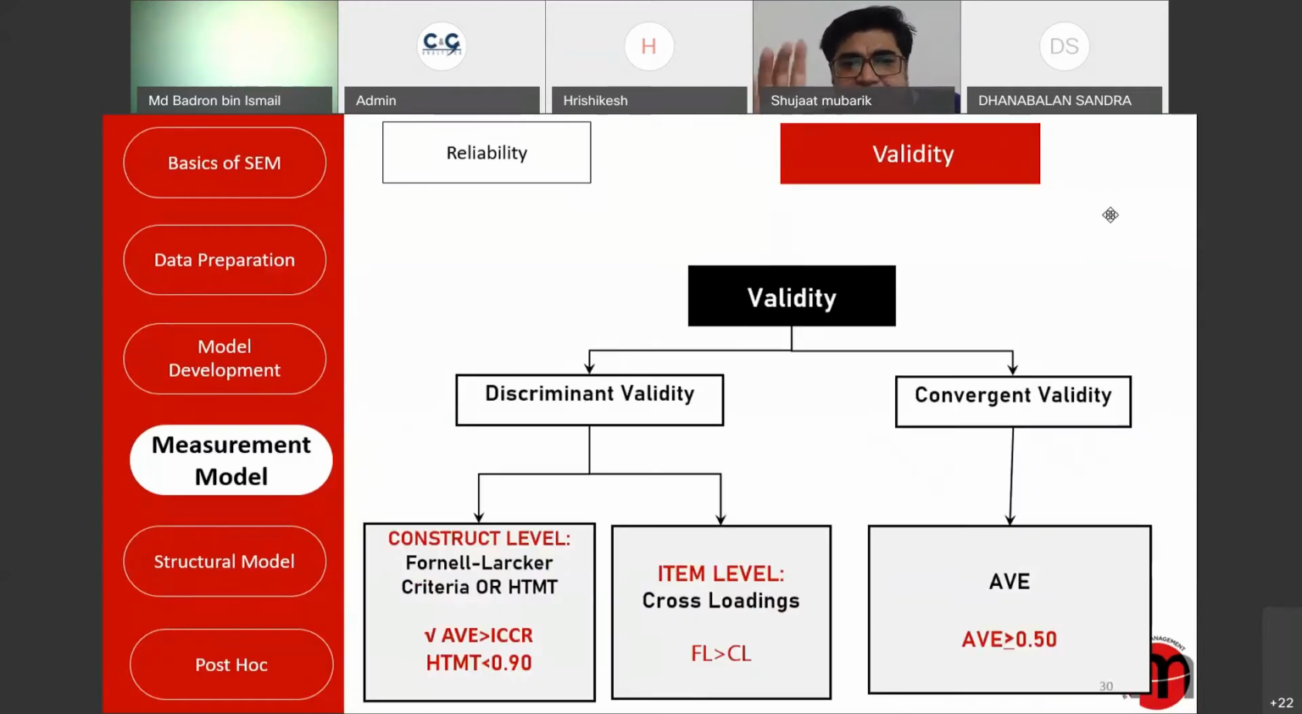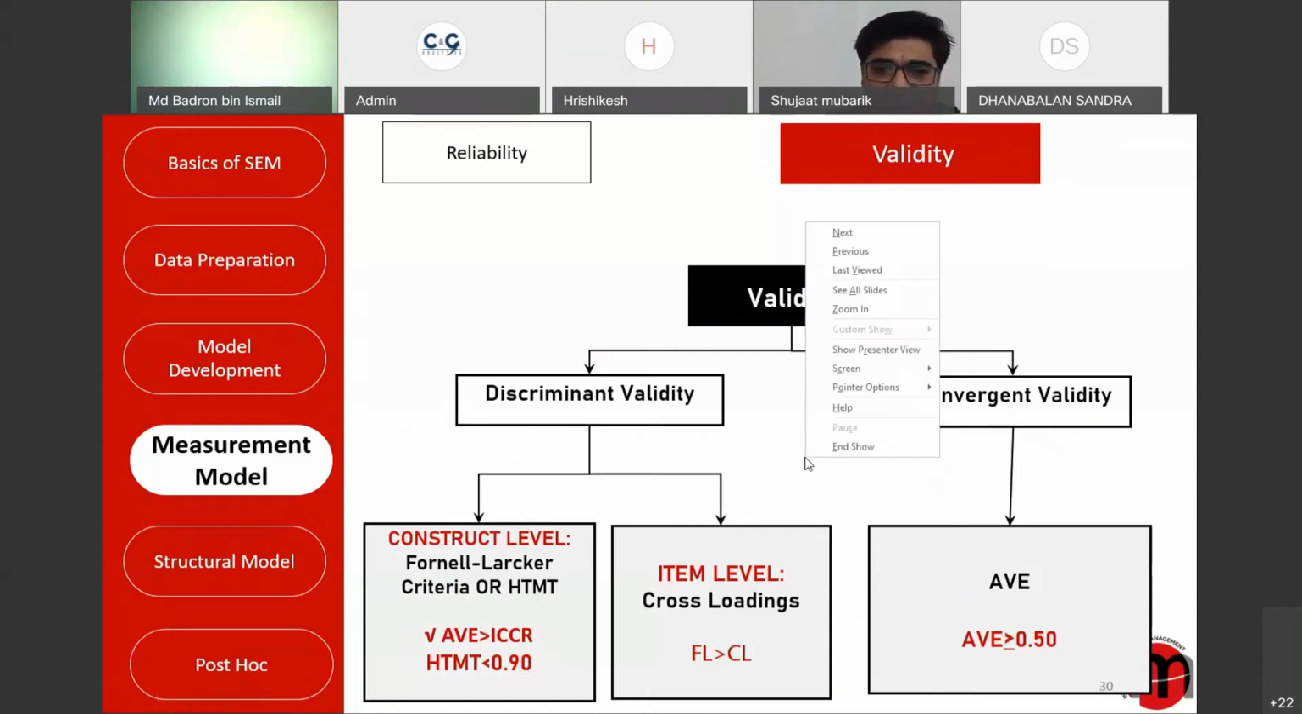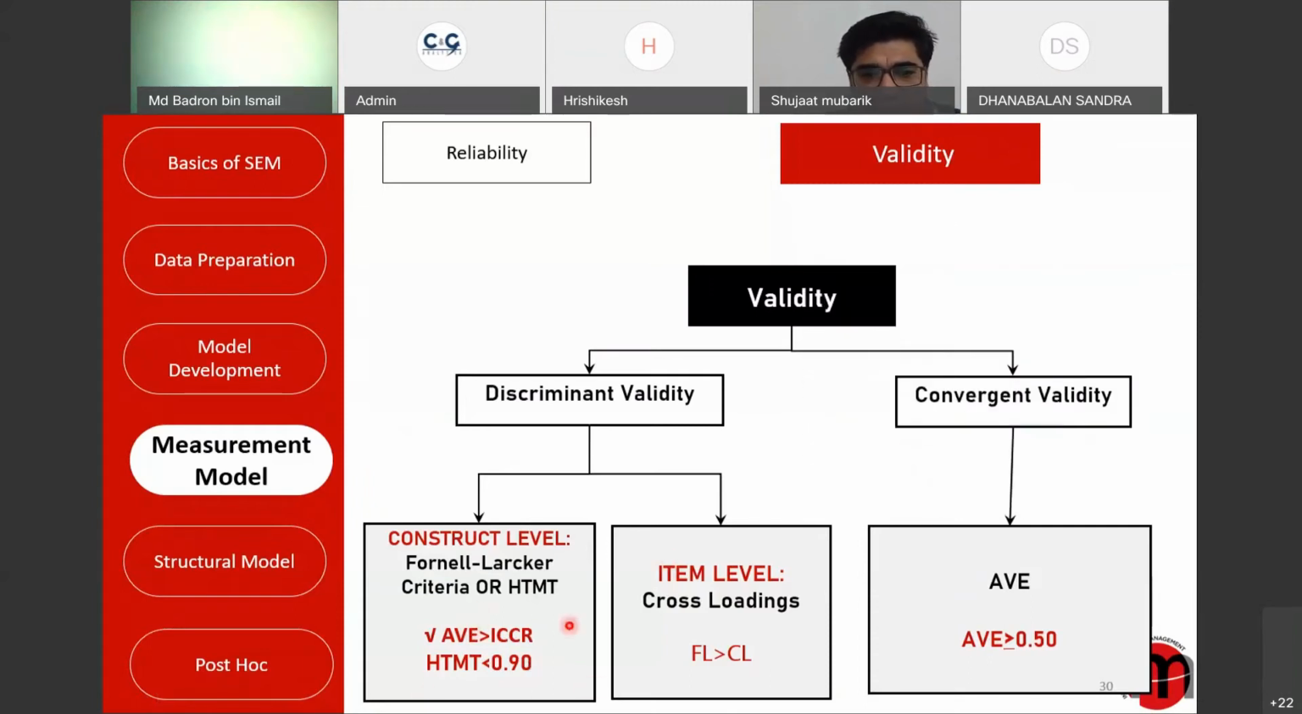Okay, and this is again the parameter of validity. It's in one graph: discriminant validity and convergent validity. Discriminant has two levels, construct level and item level. For discriminant, the square root of the AVE should be greater than the inter-construct correlation. For the item level, the factor loading should be greater than the cross loading. And for convergent validity, the AVE should be equal to or greater than 0.50.